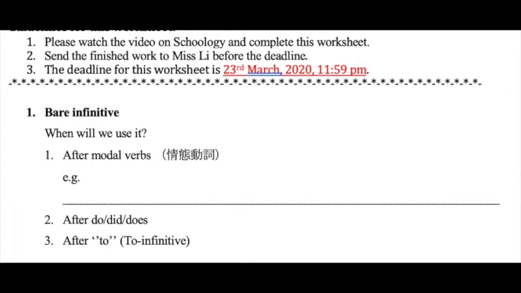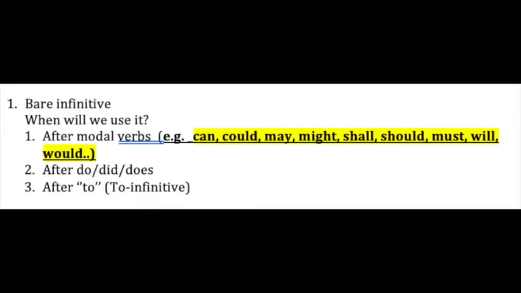So now we can take a look at your worksheet. We can do this one together. The first one, bare infinitive. When will we use it? After modal verbs. Okay, 情態動詞啦. What are they? They are can, could, may, might, shall, should, must, will. So you all learned this before.